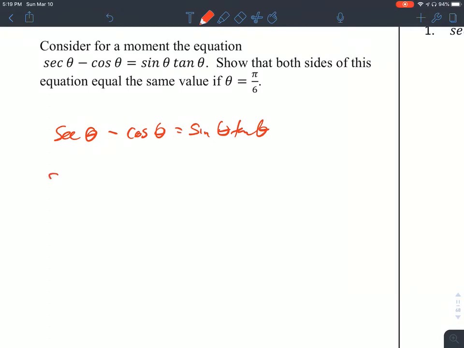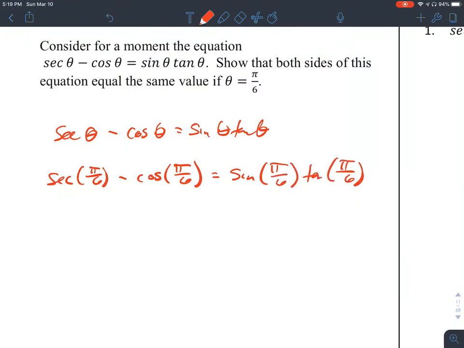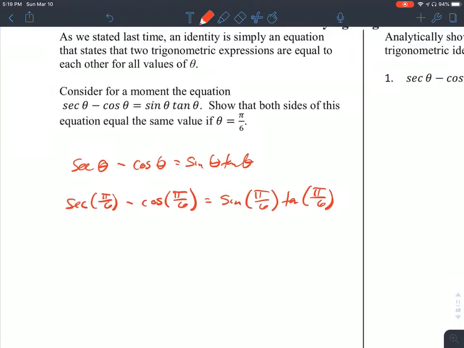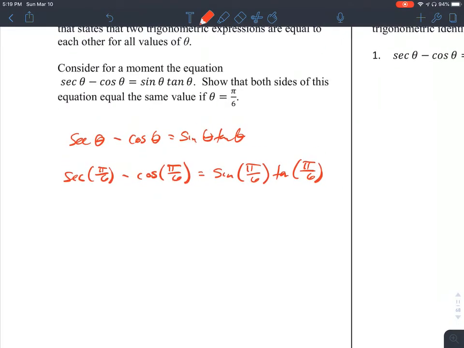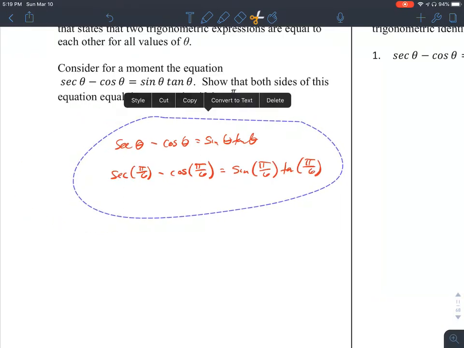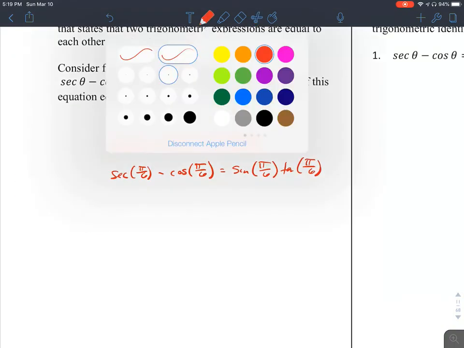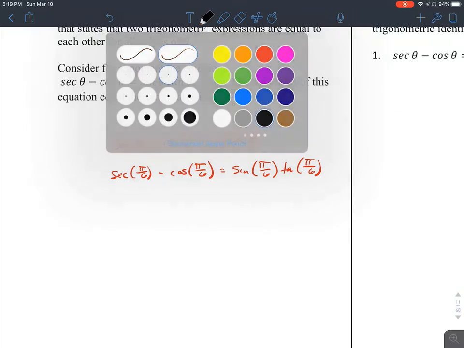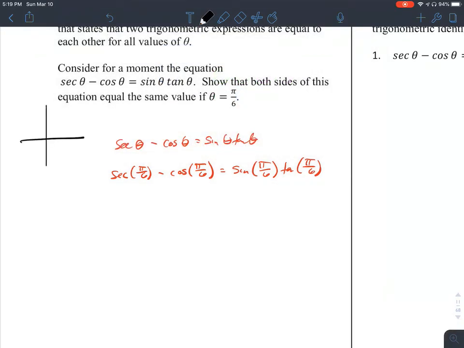So let's check this out. We got secant of pi over 6 minus cosine of pi over 6 equals sine of pi over 6 times tangent of pi over 6. Quick reminder about pi over 6. Pi over 6 is in quadrant 1. That's the reference angle. Pi over 6 is 1/6 of pi. 1/6 of pi is 30.